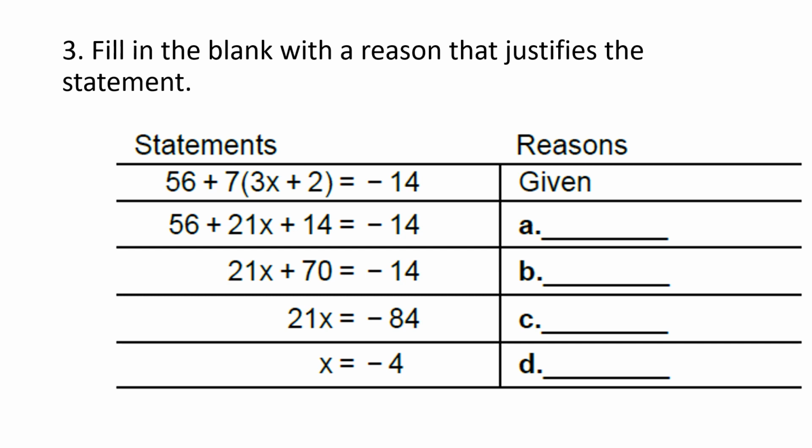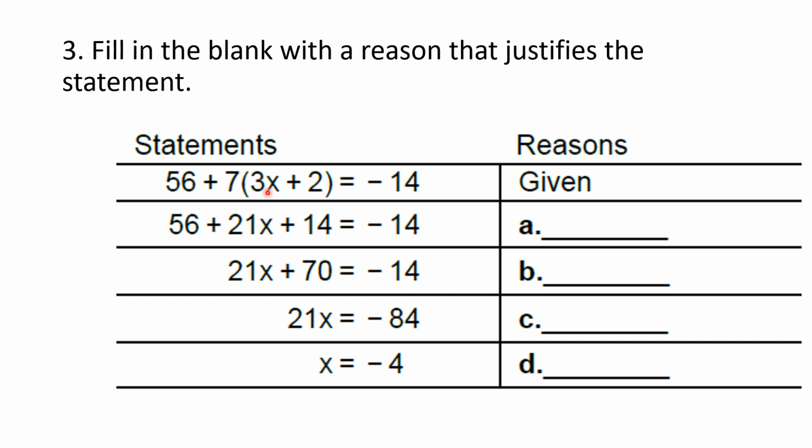All right, so here we've got a very similar proof, maybe slightly more complicated, with slightly more going on on the left-hand side. And then again, all of our reasons are blank. It says fill in the blank with the reason that justifies the statement. The first line, which we're given, says 56 plus 7 times (3x plus 2) equals negative 14. From line 1 to line 2, the right-hand side is staying the same, but some things changed on the left, so it looks like we multiplied through by 7 there.